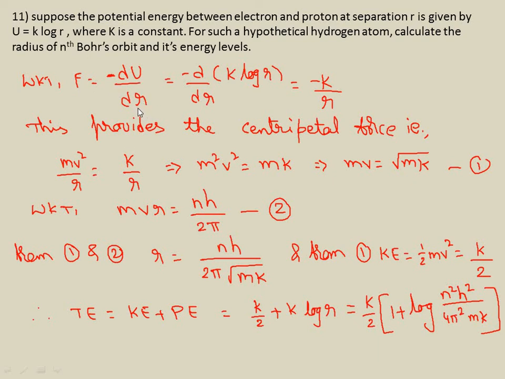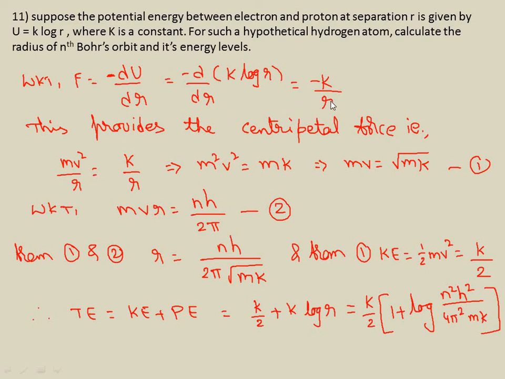So minus dU by dr. So minus d by dr of U, which is already given, the potential energy: k log r. What do you mean by this? k is a constant, already given. Yes, where k is a constant. The derivative of log x is 1 by x, so 1 by r. So minus k by r.